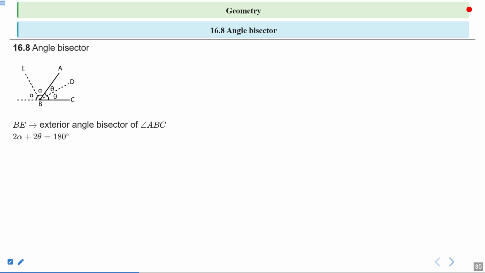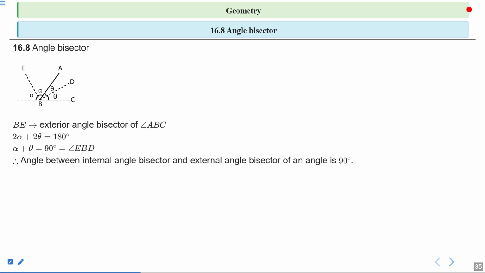2 alpha plus 2 theta is equal to 180 because this becomes a straight line. So alpha plus theta becomes 90. So EBD equals 90, we can say that. So the angle between the internal angle bisector and the external angle bisector of an angle is 90 degrees. So BD is the interior angle bisector of angle ABC and BE is the exterior angle bisector of angle ABC.